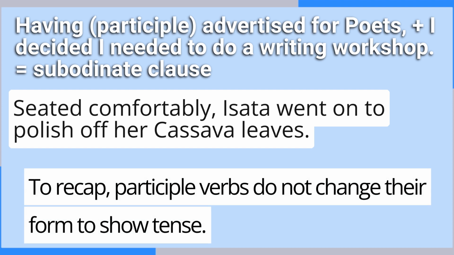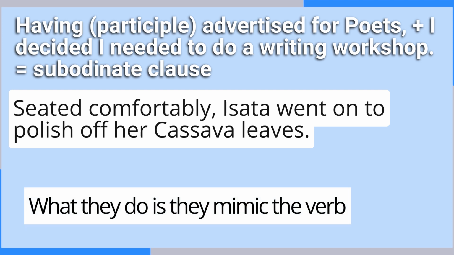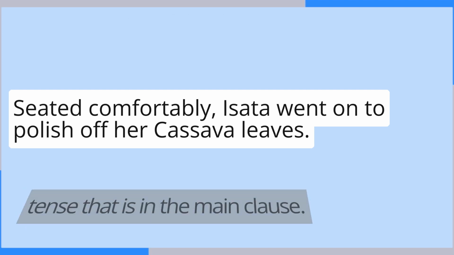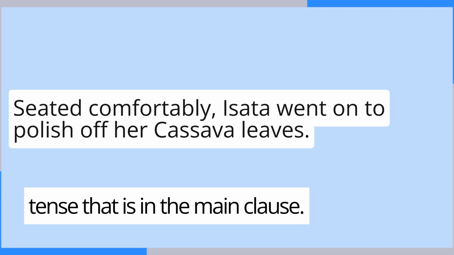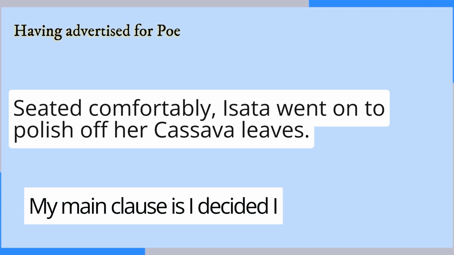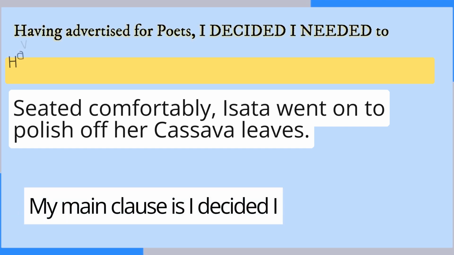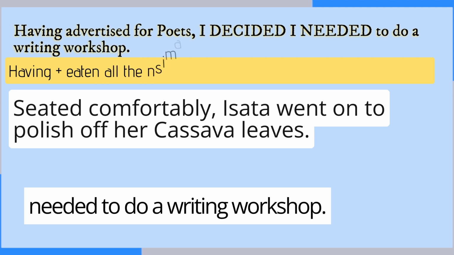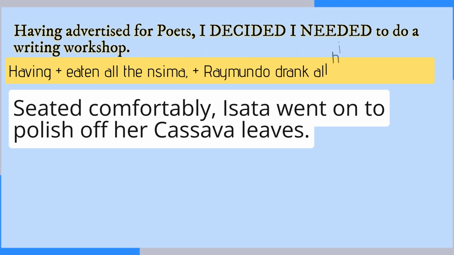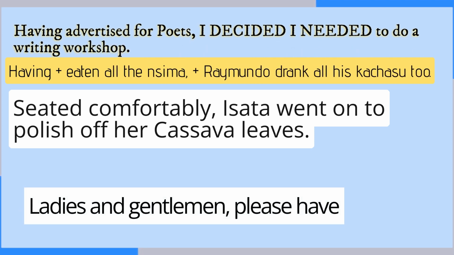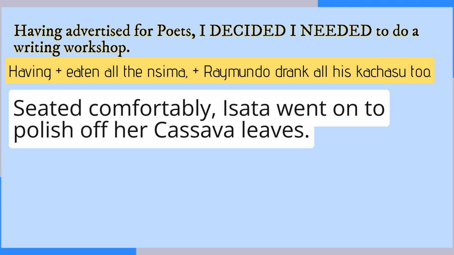To recap, participle verbs do not change their form to show tense. What they do is they mimic the verb tense that is in the main clause. My main clause is I decided I needed to do a writing workshop. Ladies and gentlemen, please have a look at the sentences.